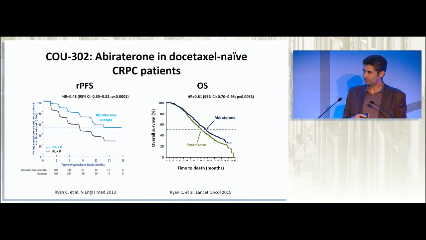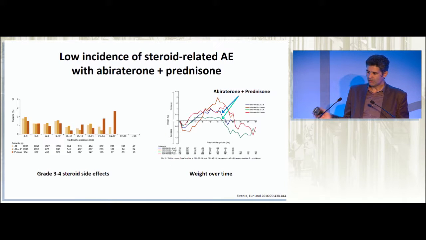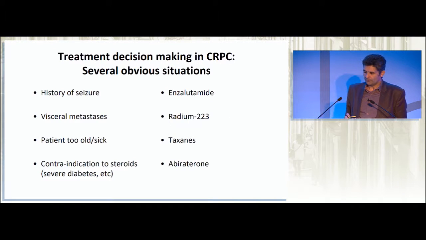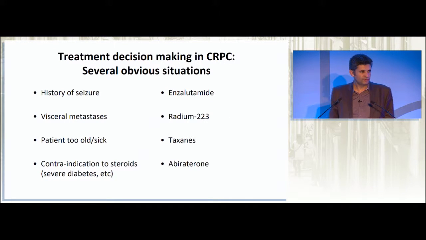Abiraterone in chemotherapy-naive CRPC patients showed PFS improvement and overall survival improvement. I'll skip that one. And same data with enzalutamide in the PREVAIL trial. Again, PFS and overall survival were met. So how to use these drugs?